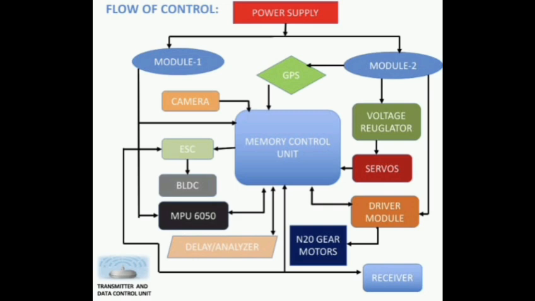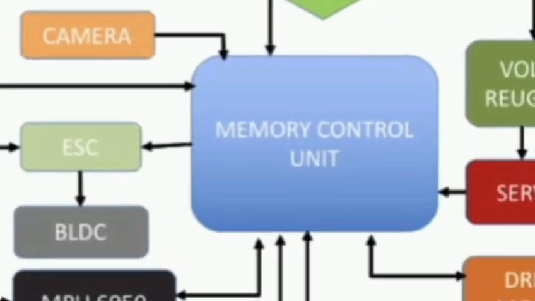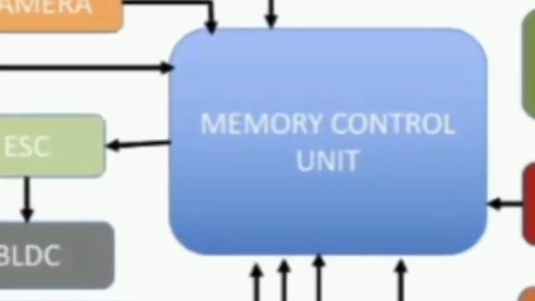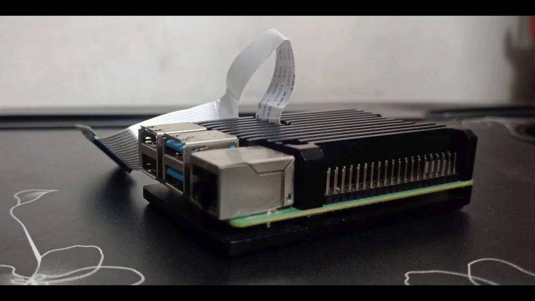Here the flowchart of the Morphobot flow control is given. Here it's connected to the memory control unit and the power supply respectively. Now coming to the flow of control of the device. The device mainly relies on the memory control unit.